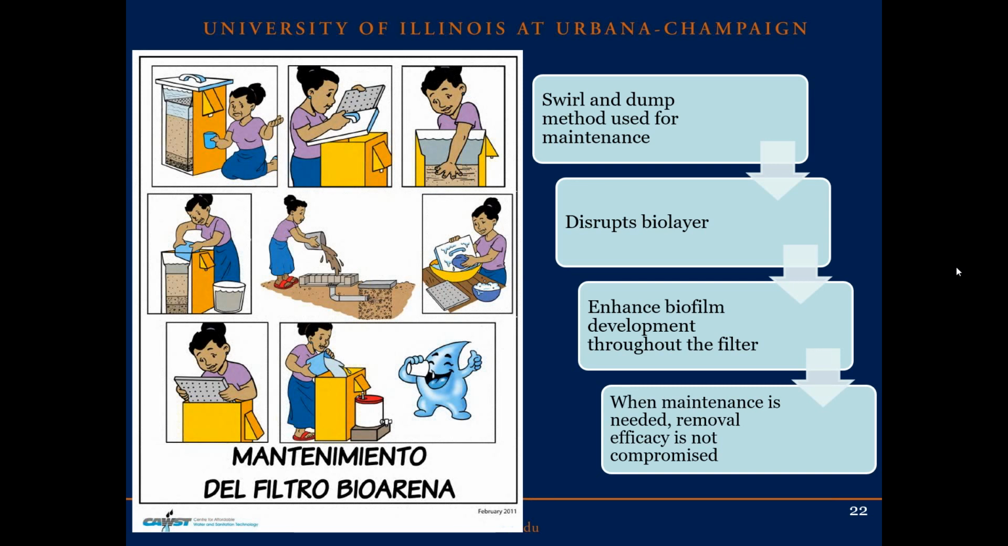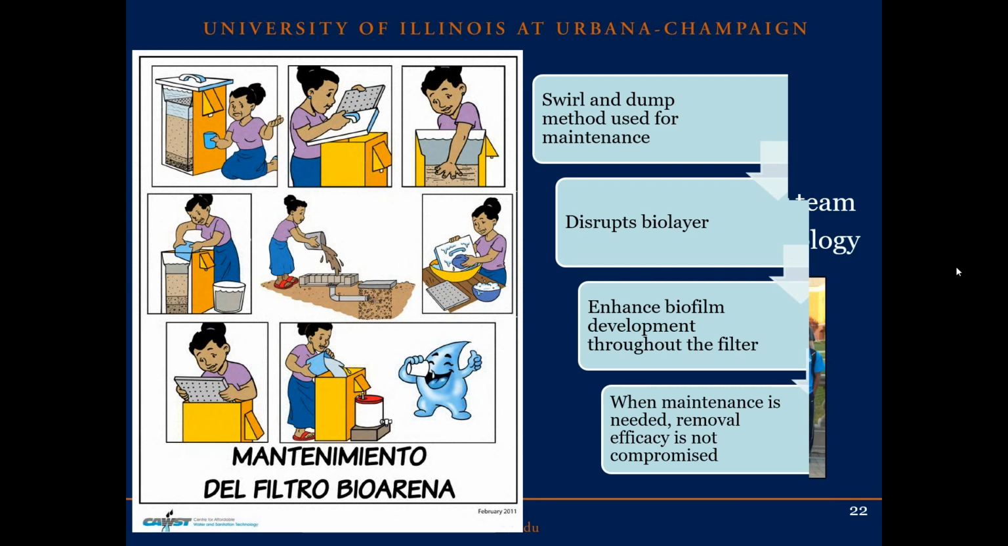Finally, the development of the biolayer is extremely crucial for increasing MS2 reduction, and that leads to my last slide, which talks about the maintenance of the biosand filter. On the left is a handout that we developed through CAWST materials for a biosand filter project in Guatemala. This shows the swirl and dump method, which is used for maintenance when the filter starts to clog and the flow rate slows down. We tell people to swirl the top few centimeters of the filter, and while this helps to unclog the filter, it disrupts the biolayer.